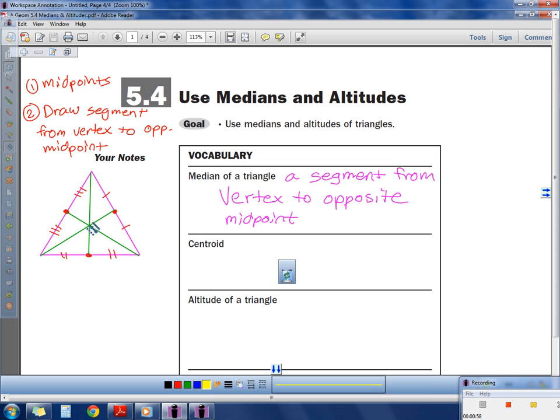My medians cross at a special point called the centroid. That point right there is the centroid. So this is the point of concurrency for the medians, or of the medians.